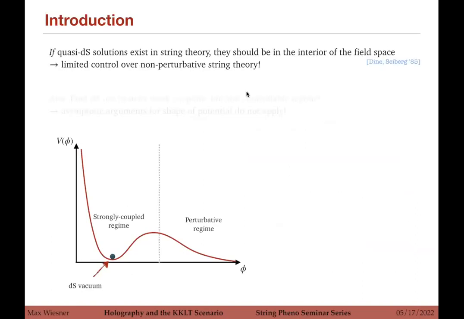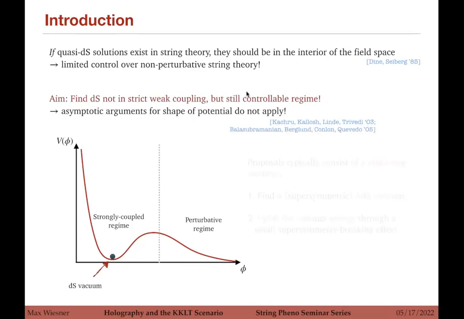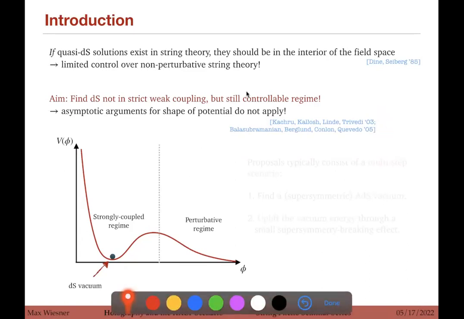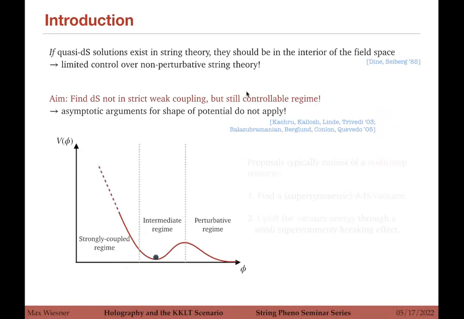So if a quasi-de Sitter solution exists in string theory, it should be somewhere in the interior of the field space, where unfortunately we have limited control over the theory. This is the famous Dine-Seiberg problem. So either the non-perturbative regime gives us, or the perturbative regime always gives us the runaway. And so if we want to look for de Sitter vacua, they should somehow hide in the strongly coupled regime. However, one could try to find de Sitter vacua which are not at strong coupling, where these arguments about the asymptotic runaway direction apply, but still in a controllable regime, by taking into account some non-perturbative corrections, which I think is the idea of these very celebrated works. So in some sense, one would look in some intermediate regime where we're not at strictly weak coupling, but also don't lose full control over the EFT.